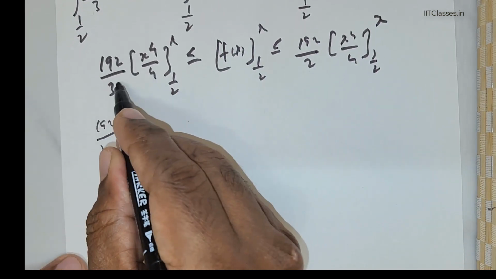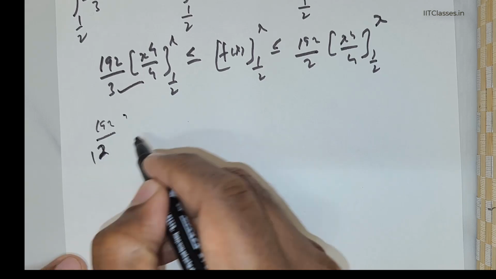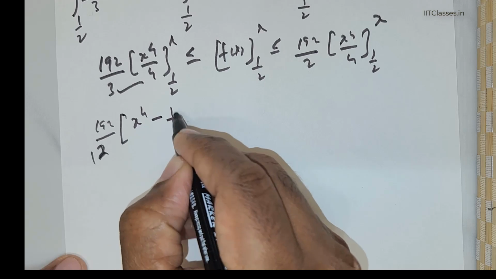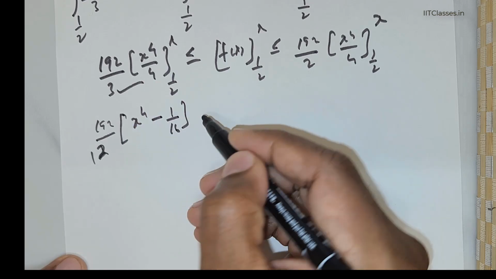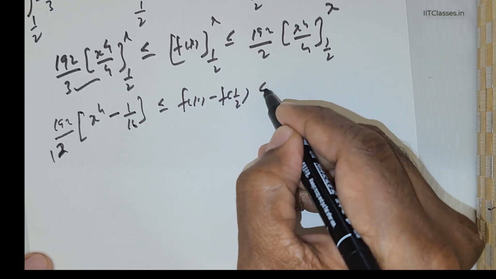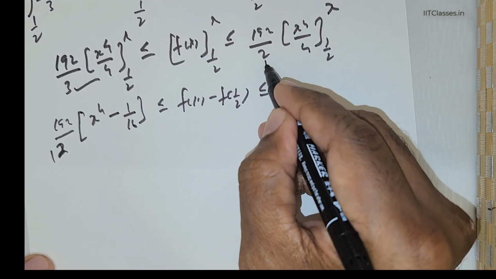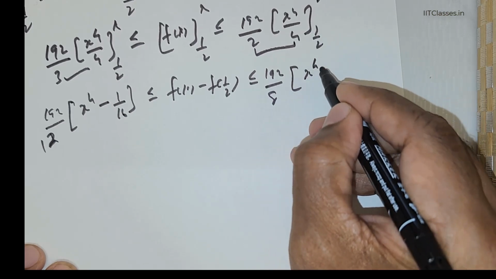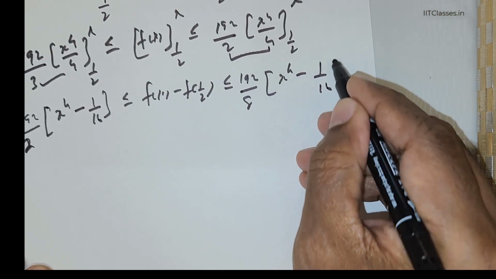I place in the limits. I can multiply 3 with 4, that's going to be 12. So this is going to be x to the power of 4 minus 1 over 2 raised to the power of 4, which gives me 1 over 16, less than or equal to f of x minus f of 1 over 2, less than or equal to 192 over 4 times 2, or 2 times 4, gives me 8. I substitute the upper limit, I substitute the lower limit. This is what I get.